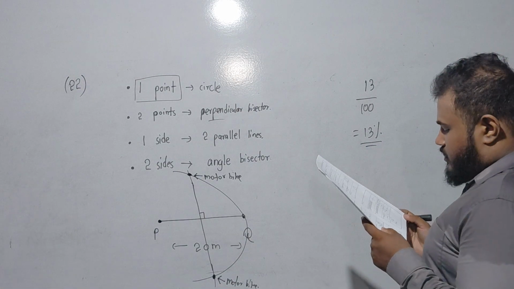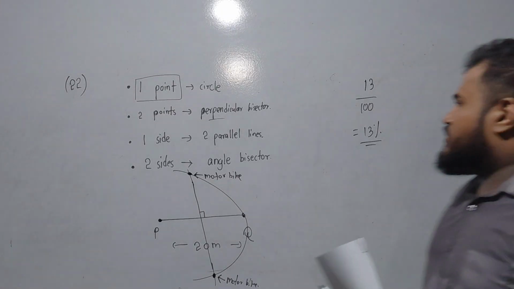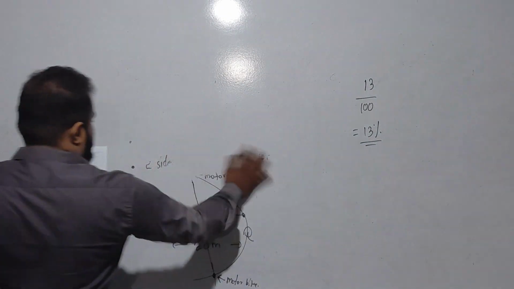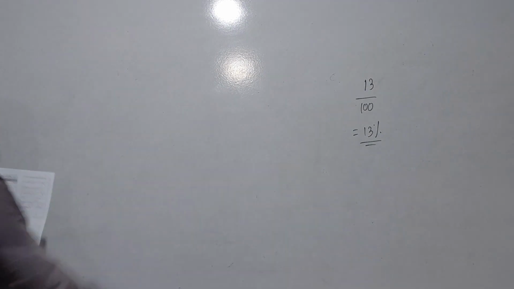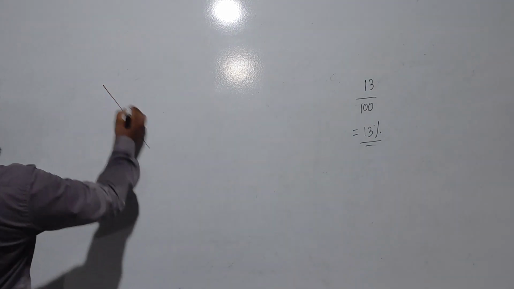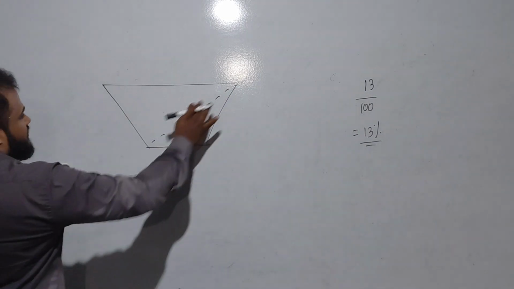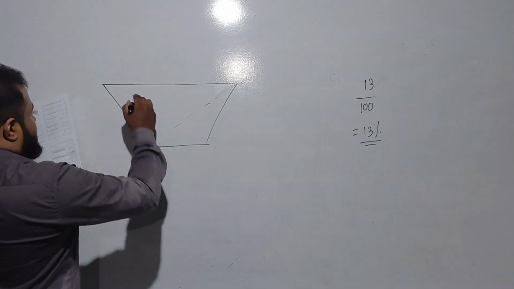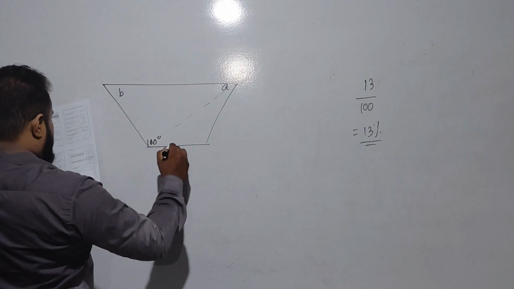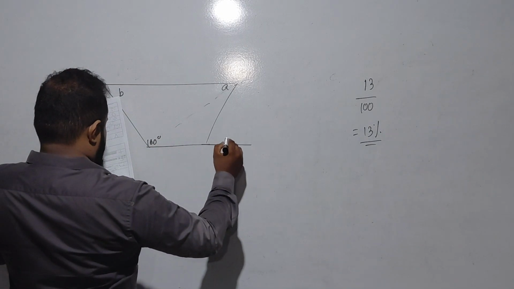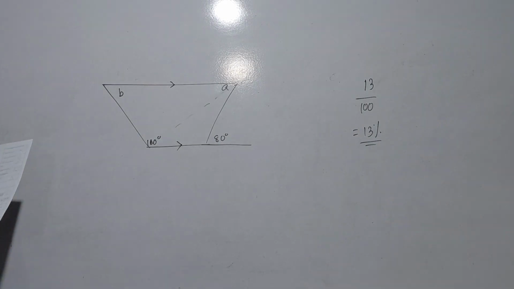Next one. According to the given data in the figure, find the value of A. They have given a quadrilateral. It's like a trapezium. So if there is a quadrilateral, what is the interior angle? 180 into 2. The quadrilateral contains two triangles. So 180 plus 180, 360. They have given this as B, this as A, and this one as 110 degrees, and this angle as 80 degrees, and the lines are parallel. That means it's a trapezium.